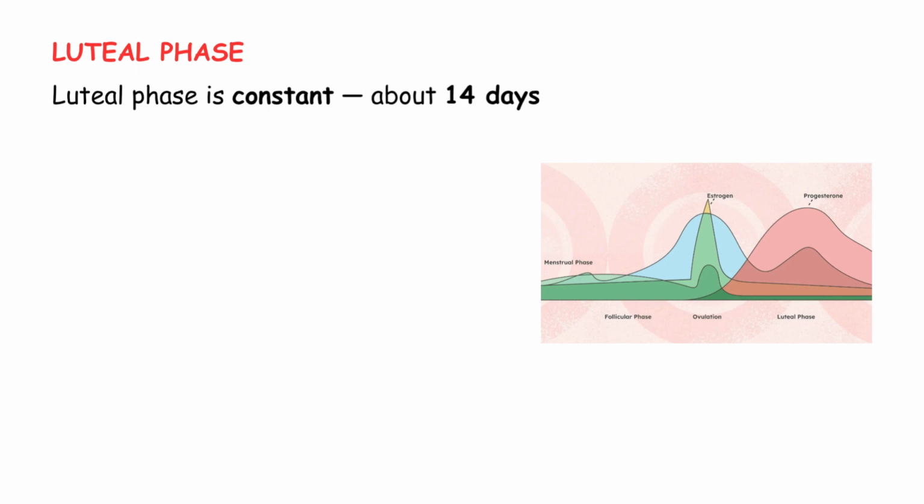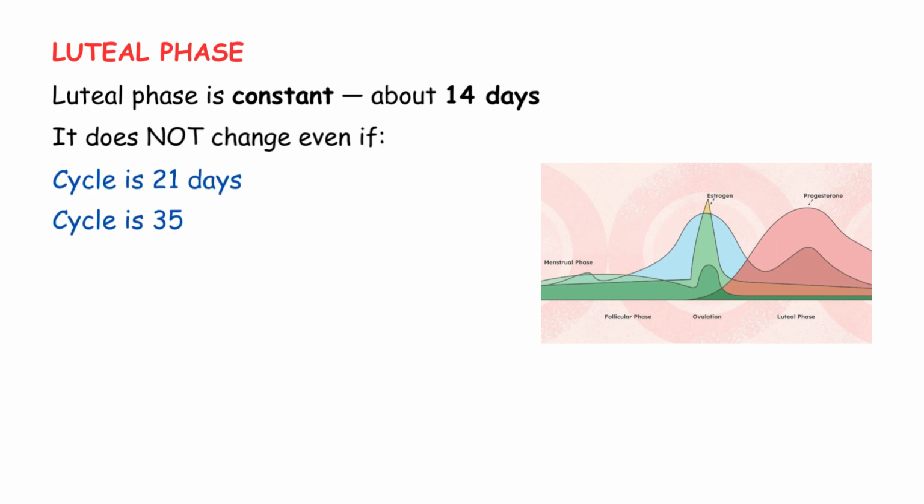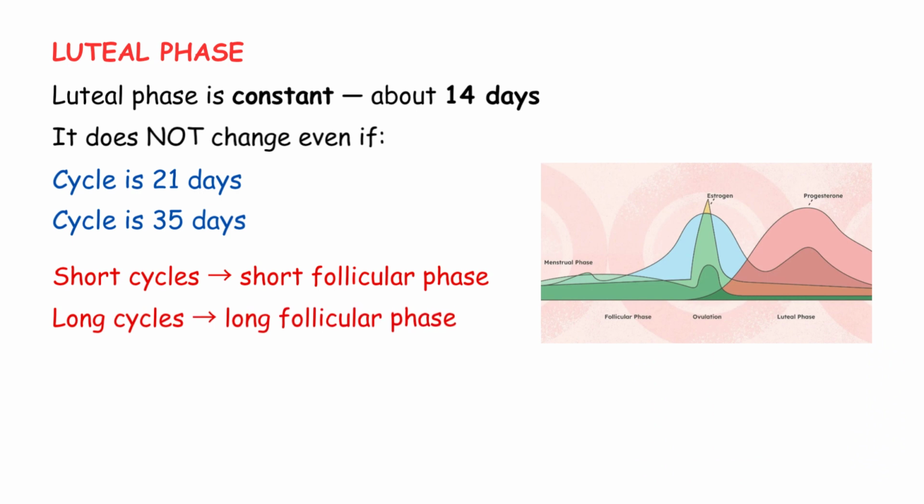The luteal phase is constant, about 14 days. It does not change even if the cycle is 21 days or 35 days. This is why short cycles have a short follicular phase, and long cycles have a long follicular phase.